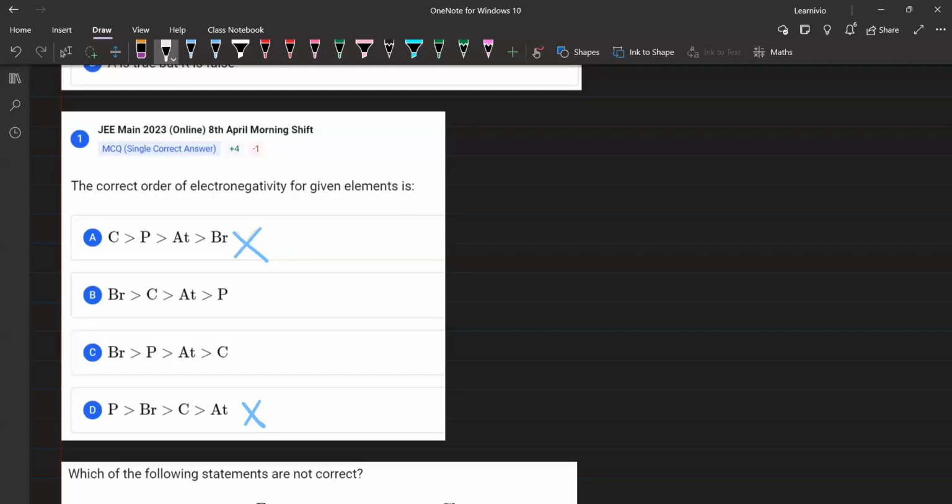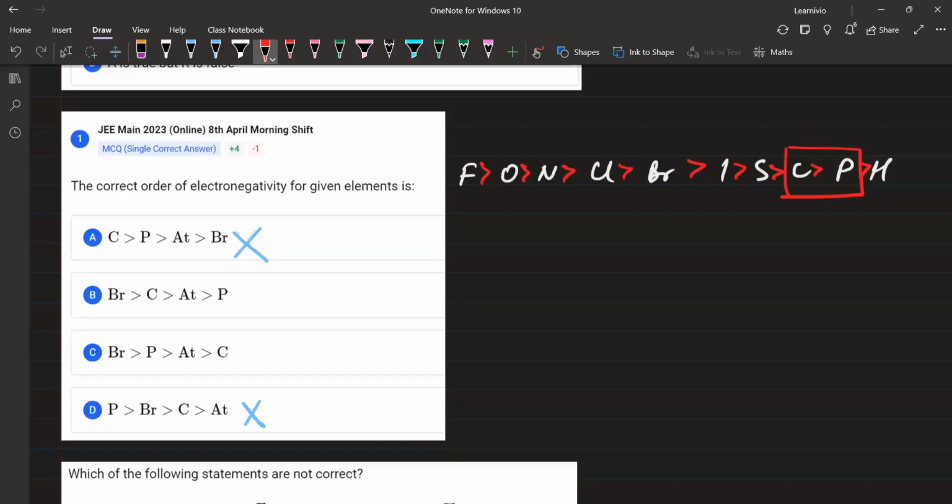by the way, I will tell you now how to remember the electronegativity series. There is one electronegativity series that you can remember like this: phone, call, bro, ishq pyaar hai. This is mostly used for organic chemistry, but still you can use it here: fluorine, oxygen, nitrogen, chlorine, bromine, iodine, sulfur, carbon, phosphorus, and hydrogen. So you can see that carbon is more electronegative than phosphorus. And in option C, carbon is least electronegative. That cannot happen. So the only option remaining, which is correct, is B.